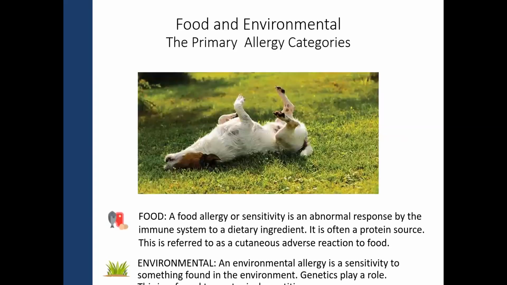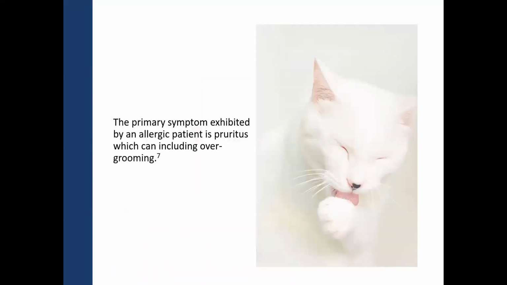The primary allergy categories are food and environmental. A food allergy or sensitivity is an abnormal response by the immune system to a dietary ingredient. It is often a protein source. This is referred to as a cutaneous adverse reaction to food. An environmental allergy is a sensitivity to something found in the environment. Genetics play a role. This is referred to as atopic dermatitis. The primary symptom exhibited by an allergic patient is pruritus, which can include overgrooming.